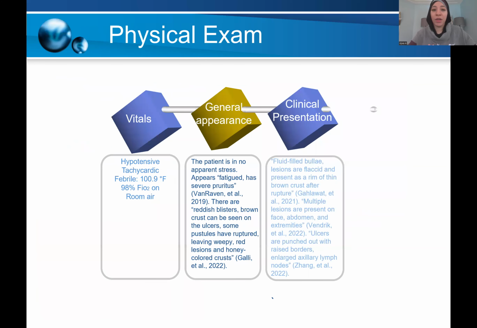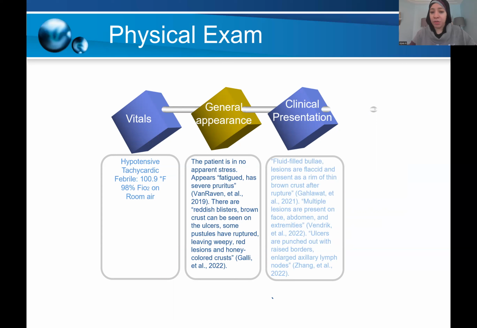So let's look at his physical exam. His vitals are as follows. He is hypotensive. He's tachycardic on the monitor. He has a fever of 100.9 and he's sitting at 90% on room air. His general appearance, he is in no apparent distress. He appears fatigued, however, and has severe pruritus.